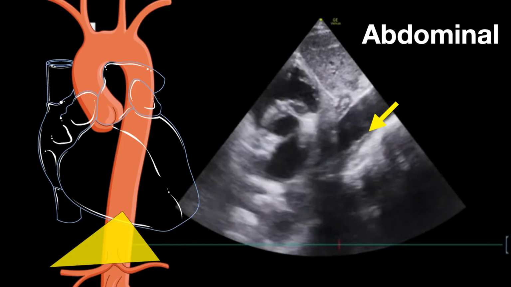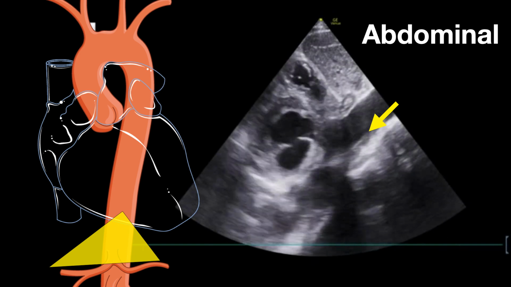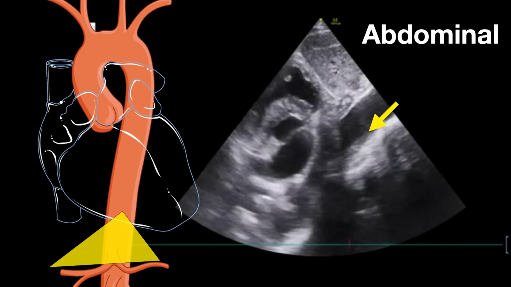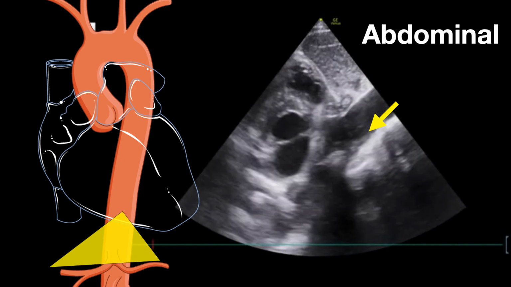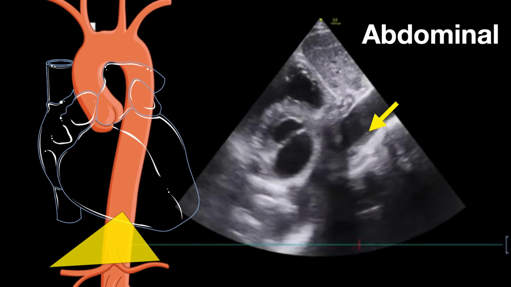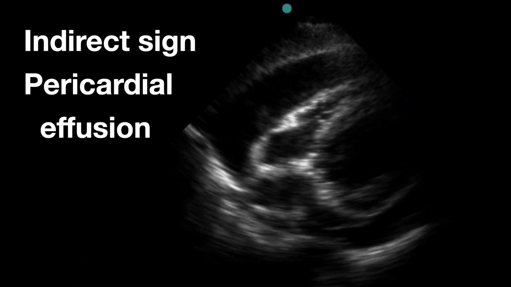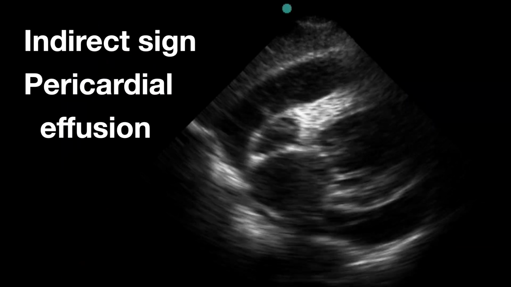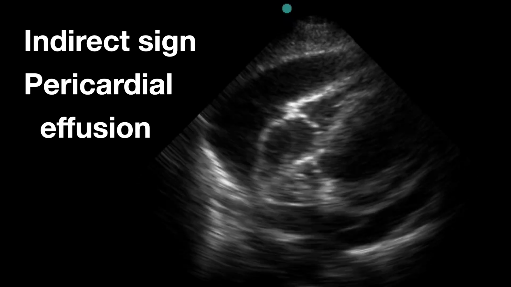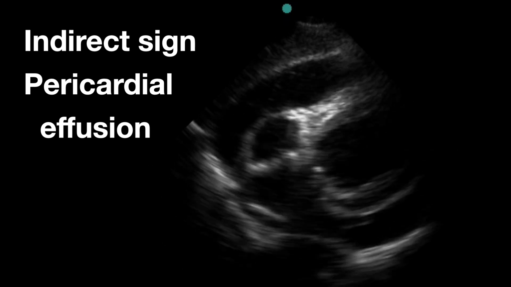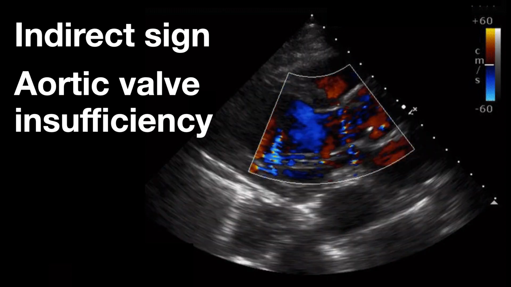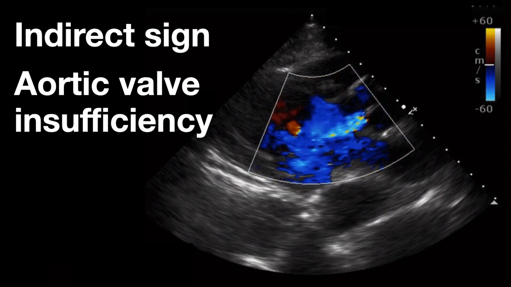And the last one is abdominal view. This one is the proximal abdominal aorta in sagittal plane. You can also see the flap inside the lumen in this patient. Another indirect sign is pericardial effusion or tamponade as a complication of aortic dissection, and the presence of aortic valve insufficiency of at least moderate degree.